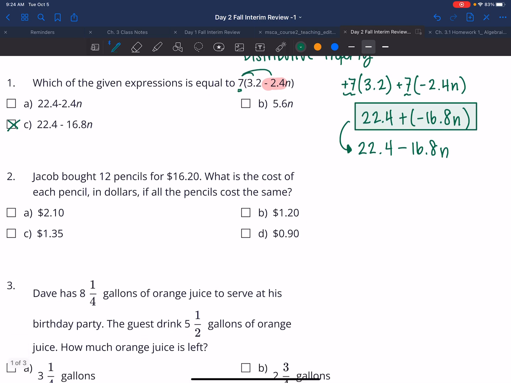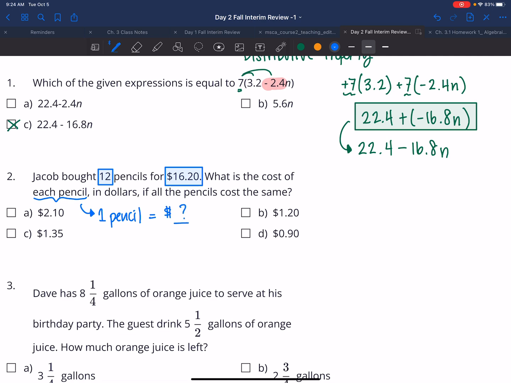So number 2. Jacob bought 12 pencils. Here's our number. He bought 12 pencils for $16.20. Man, these are really expensive pencils for some reason. What is the cost of each pencil? When they say each pencil, they refer to how many pencils? The cost of one pencil is how much, right?